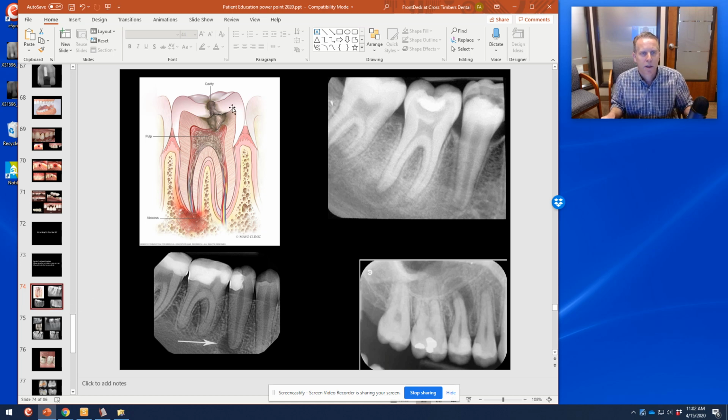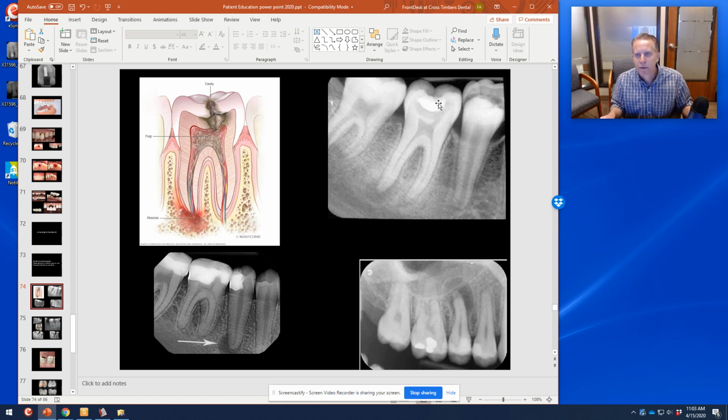Let's kind of go over some basic decay progression slides real quickly to kind of show how this whole thing works. So here's your typical cartoon where decay starts at the enamel, works its way through the dentin, all the way into the pulp, and then the pulp dies, the nerve tissue, the blood supply die away, and then you have what's down at the root tip called an abscess, or we call it an infection.